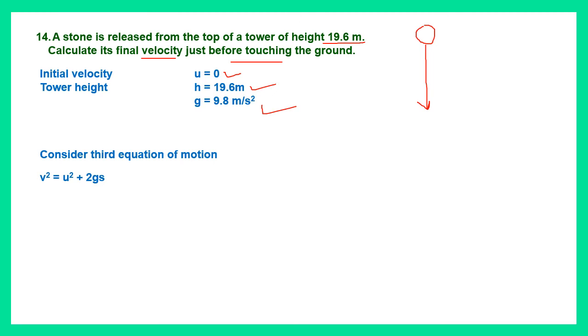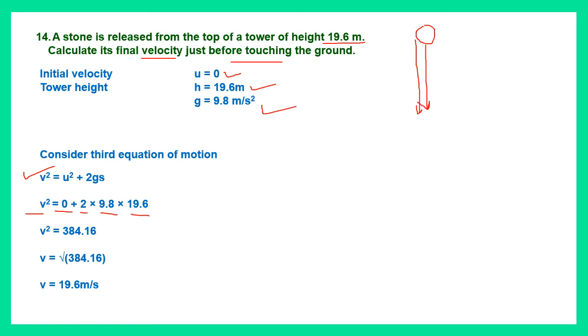Now we will use the third equation of motion. V square is equal to u square plus 2gs. V square is equal to 0 because u is 0, then 2g and s means distance, and in this case, the distance is the height covered over here. Okay, so height is 19.6. So now we'll get v square is equal to 384.16 and v is equal to 19.6 meter per second. So that will be the velocity of the stone just before touching the ground.